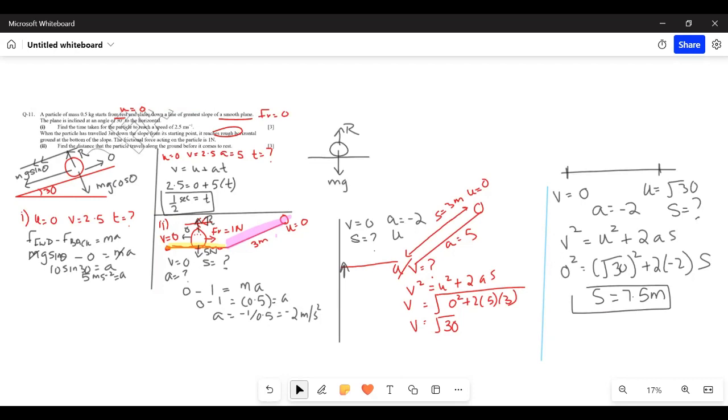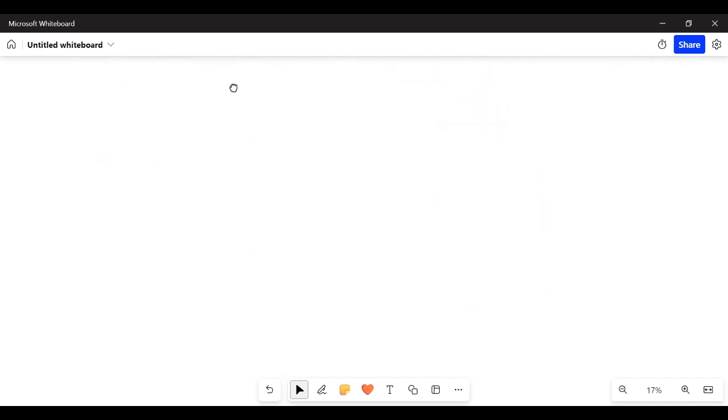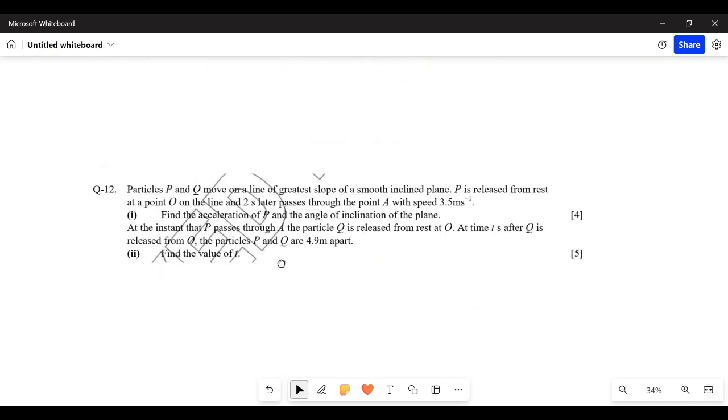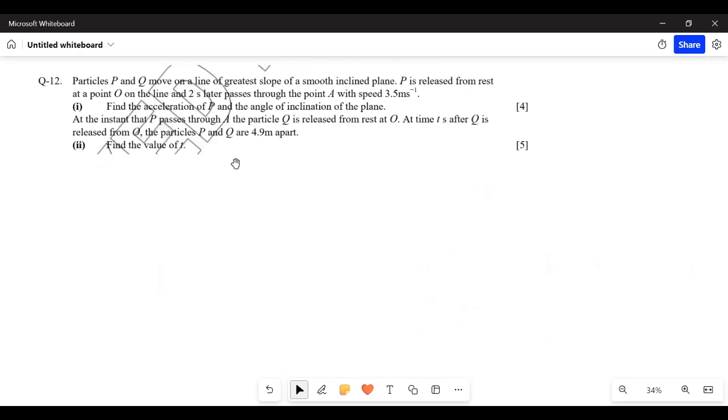Okay, now I'm going to copy question 12. Particle P and Q move on a line of greatest slope of a smooth inclined plane. P is released from rest at point O on the line and 2 seconds later passes through the point A with speed 3.5 meters per second.